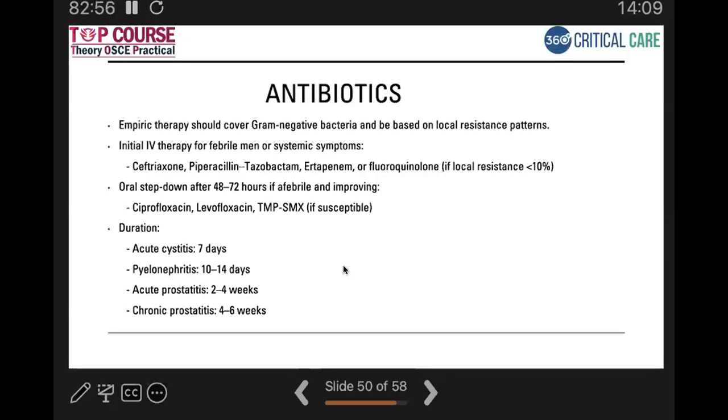Okay, so always keep in mind when you are treating a male complicated UTI, if the patient is in the ICU, you started him on IV therapy, and the patient improved, you're going to retriage the patient from ICU to ward.